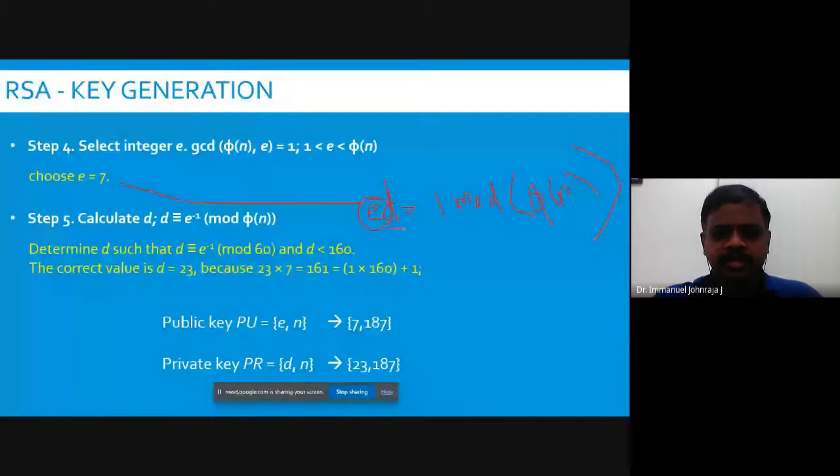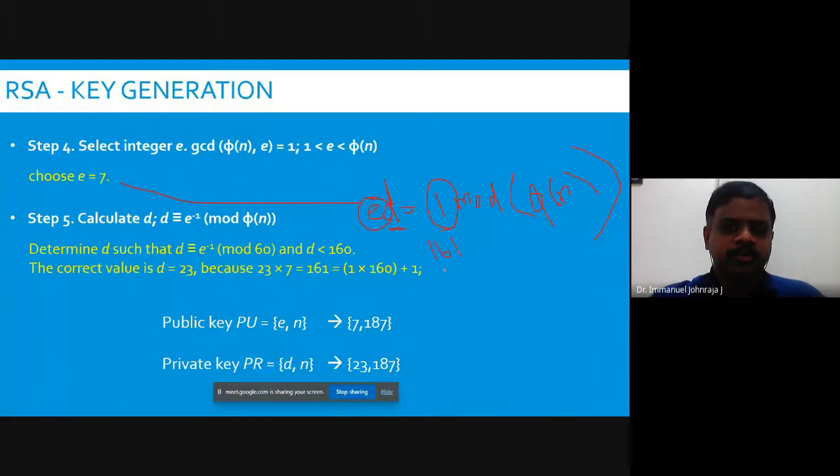You should find the next number such that the multiplication of these two should give you 1 if you take the modulus of phi of n, which means you should take a value here. And if you take modulus phi of n, mod 160 in our example, the answer should be 1. So one of the answers is 161. If you take 161 mod phi of n, 160, the answer is going to be 1. Or it could be 160 plus 160 plus 1, or 321. At that time also you will get 1.